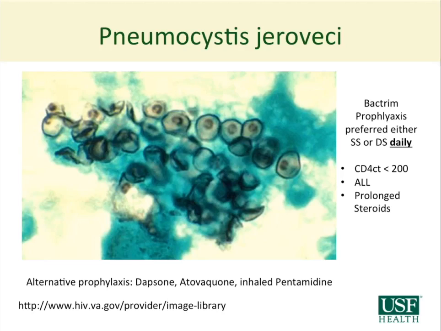And you do want to prophylax your patients if their CD4 count is less than 200, the percentage is less than 14%, or if they have acute lymphocytic leukemia, or if they're on prolonged steroids, usually more than 14 days. Bactrim prophylaxis is preferred. You can do either single strength or double strength daily. At our clinic, we do double strength daily, but technically, if they don't have a toxo history, you could probably do single strength daily. And if they have an allergy to Bactrim, you can do atovaquone.